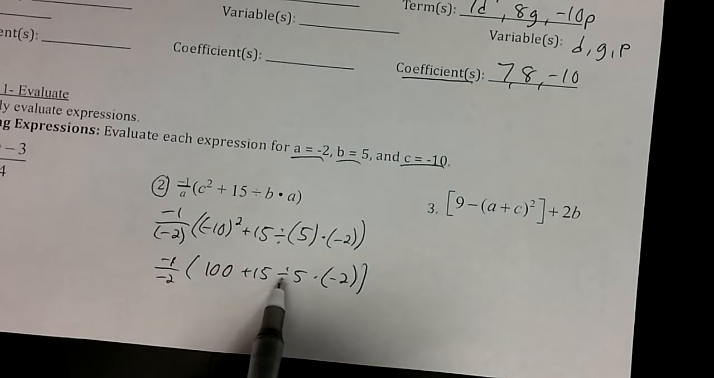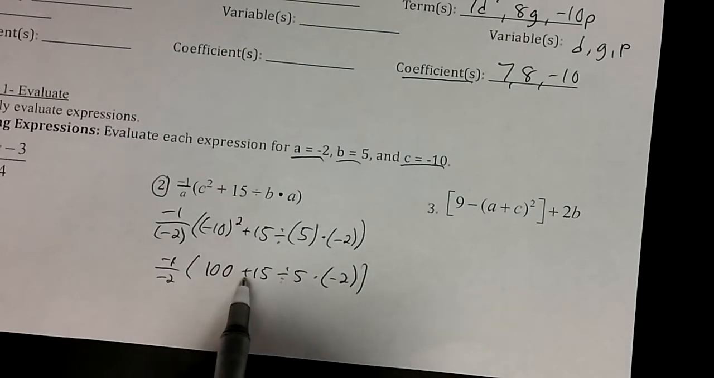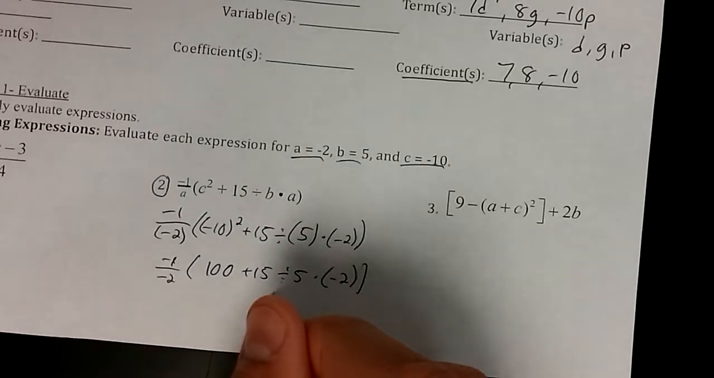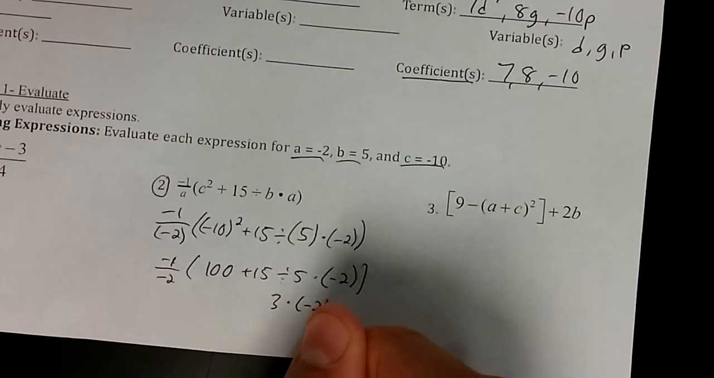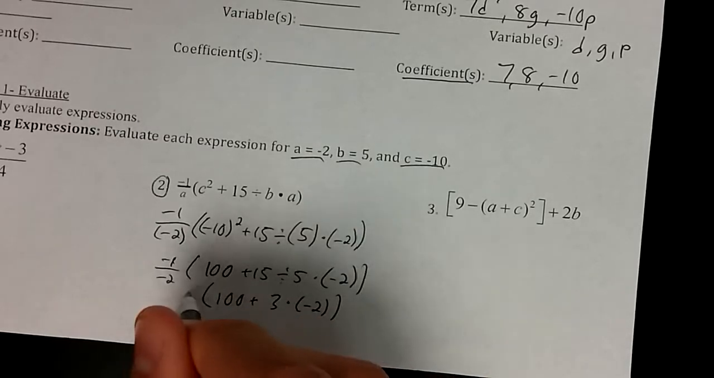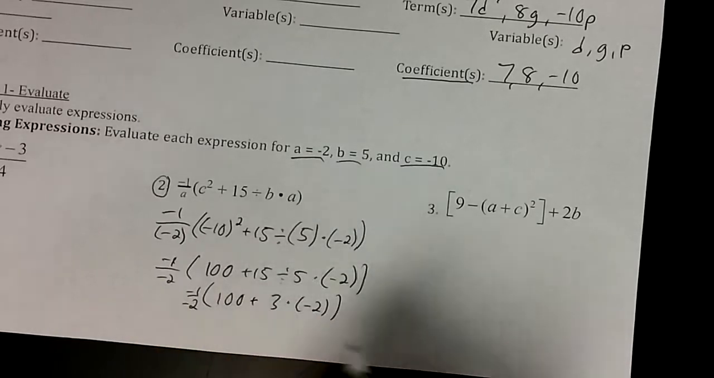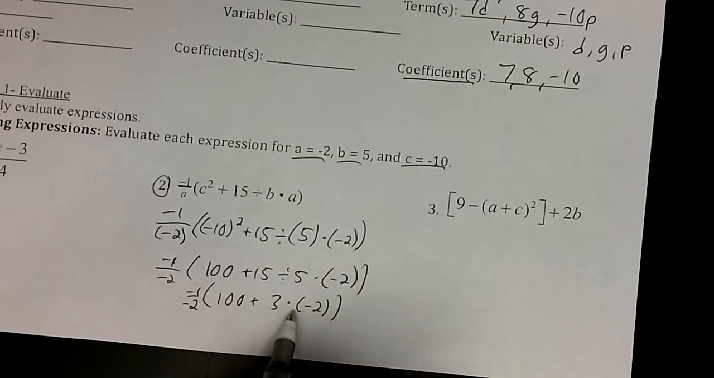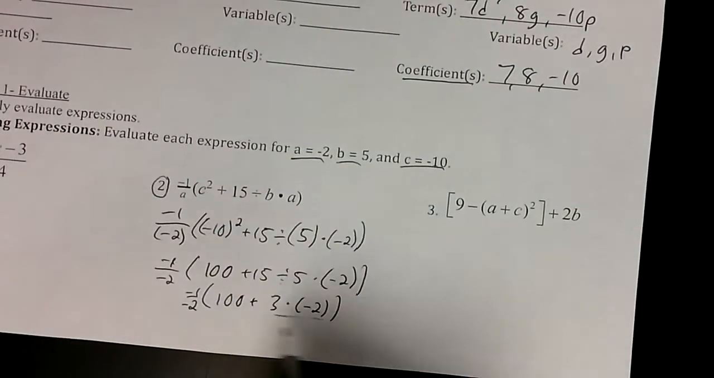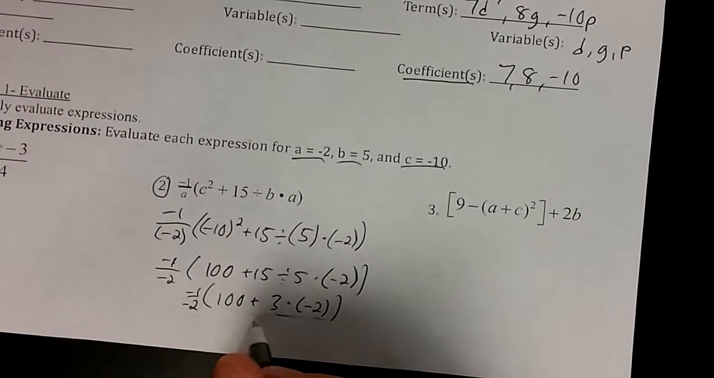From here, we have division, multiplication coming before addition. So 15 divided by 5 is going to be first. That's going to be 3. Bring down your 100 plus, bring down your negative 1 over negative 2. Then we have addition and multiplication. We're going to do this first and then the plus 100 second. So 3 times negative 2 is going to be negative 6.